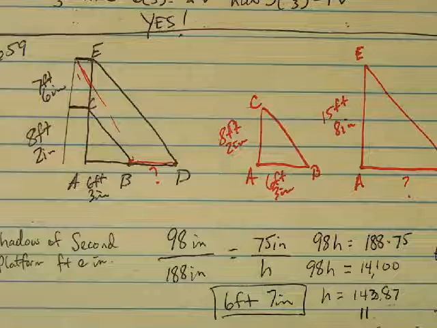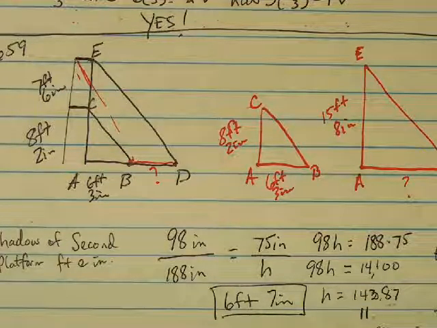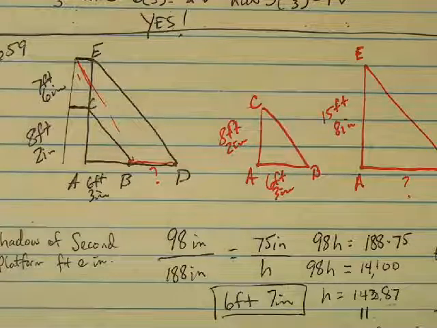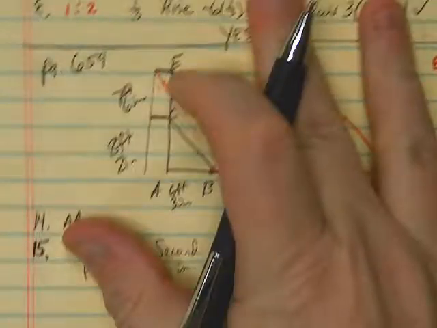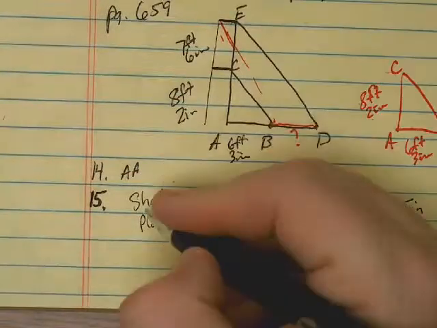Okay, any questions? You see how to do all those conversions? It can be a little tricky going from decimals to feet, back to inches. All right, let's take a look at 16. We got one more. I think we got room on this paper to do it.